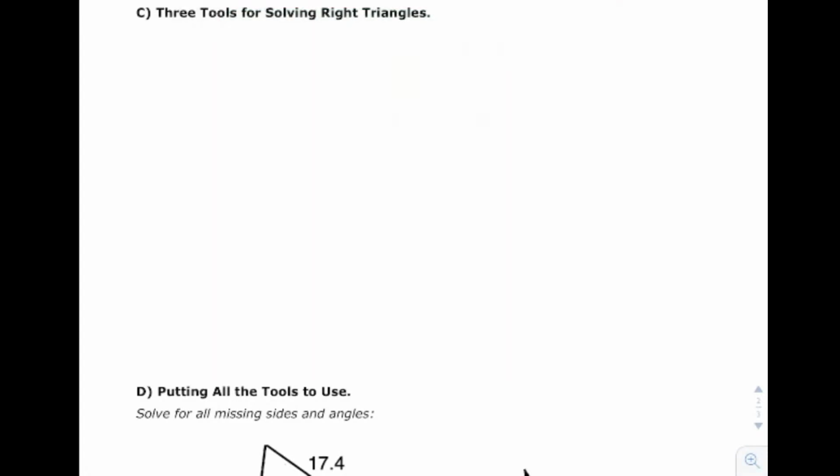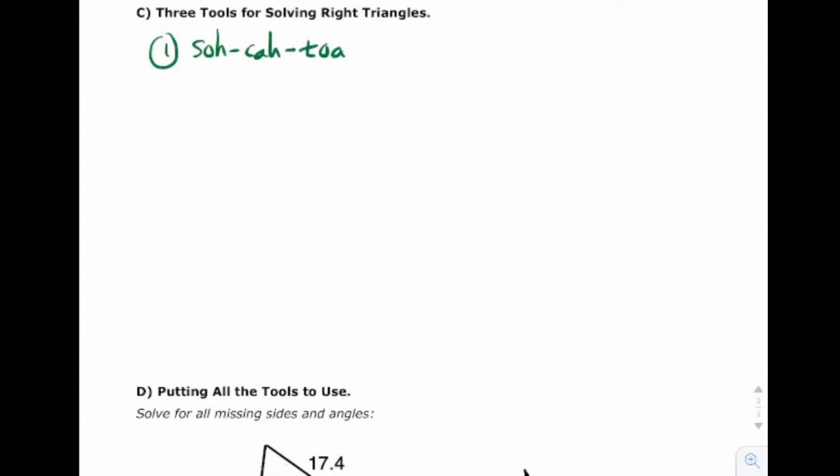Okay, all together now. We got 3 tools for solving right triangles. What I just showed you doesn't actually count as 3 tools. Sine, cosine, tangent to me is all the same tool. It's the soh-cah-toa tool, and that's one of your 3 tools. Soh-cah-toa. That's one of the 3 things you can use to solve right triangles.